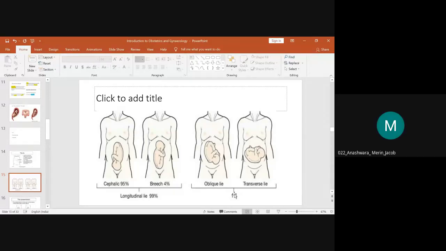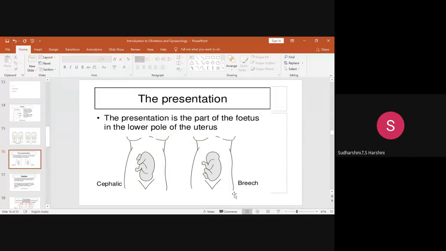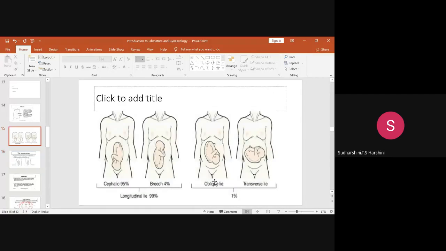No, ma'am. Okay. So now going to the presentation. Presentation is that part of the fetus that is occupying the lower pole of the uterus. So this is a cephalic presentation. The head is occupying the lower pole of the uterus. It's called cephalic. And when the butt of the fetus is occupying the lower pole, it is called breech presentation. So understanding presentation is easy. But the mistake that children usually make is in lie.